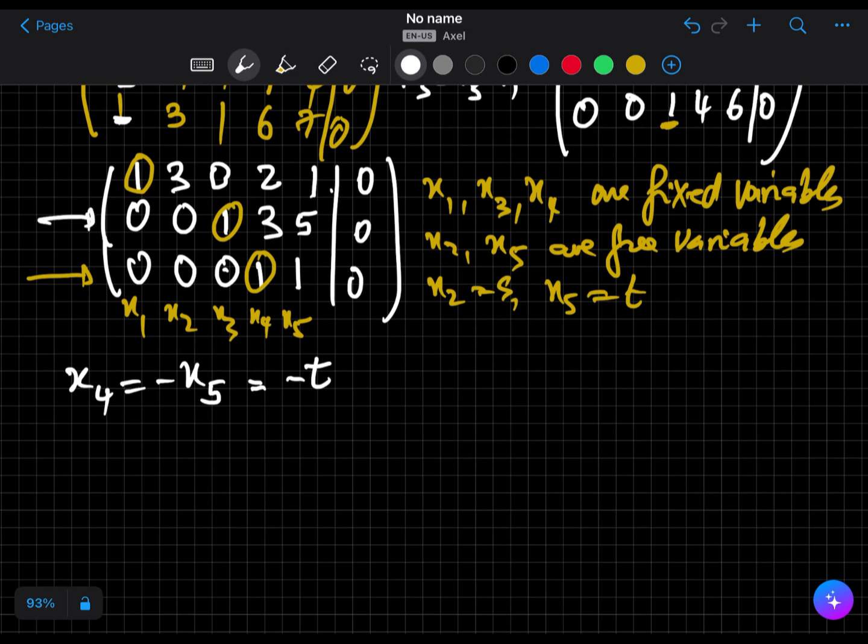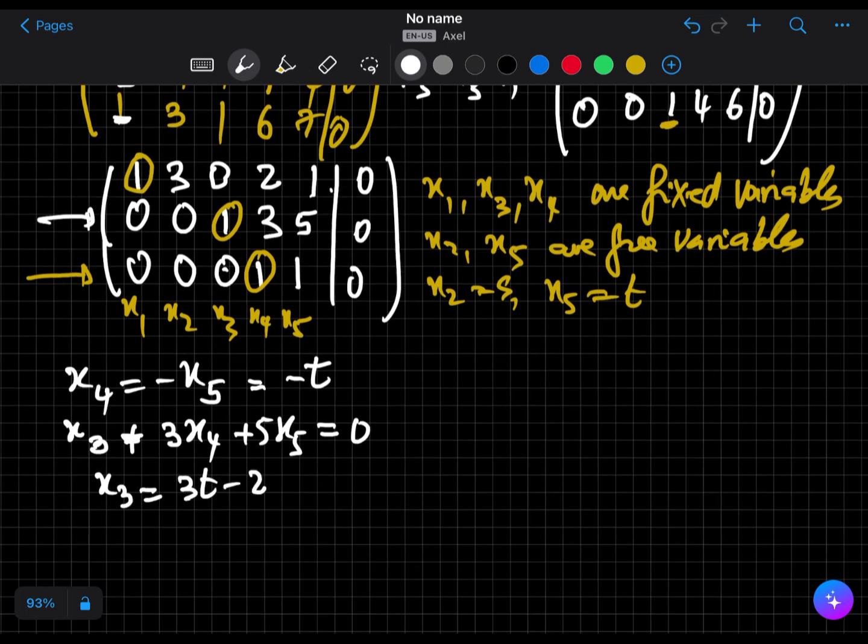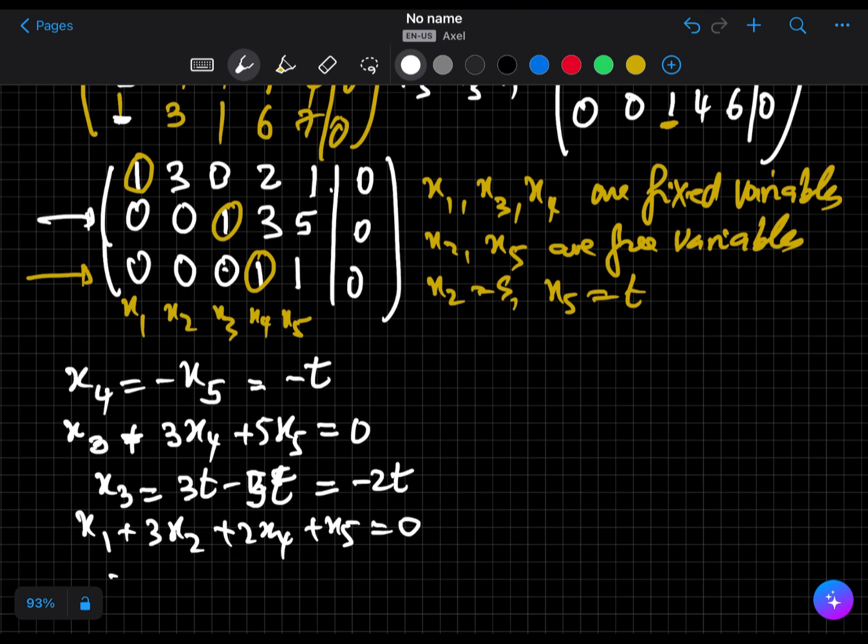Then from the second row, I have x3 plus 3x4 plus 5x5 equals 0. This will lead to x3 equals 3t minus 5t, which equals minus 2t. And from the first row, I have x1 plus 3x2 plus 2x4 plus x5 equals 0. And this will lead to x1 equals minus 3s plus t.